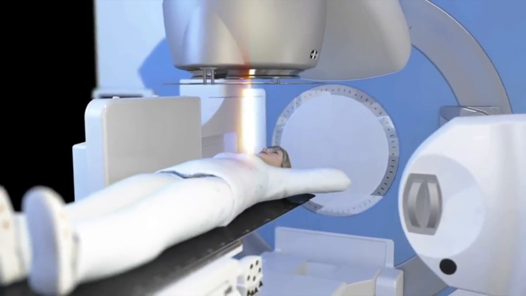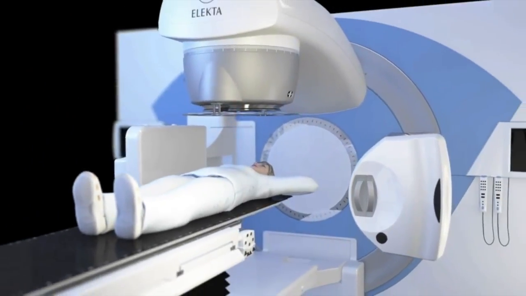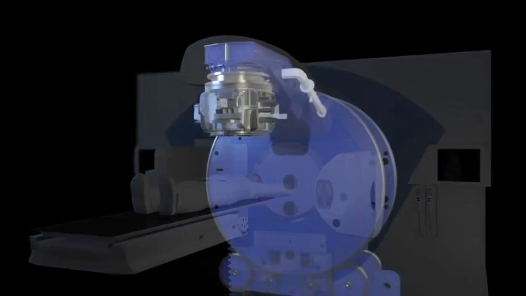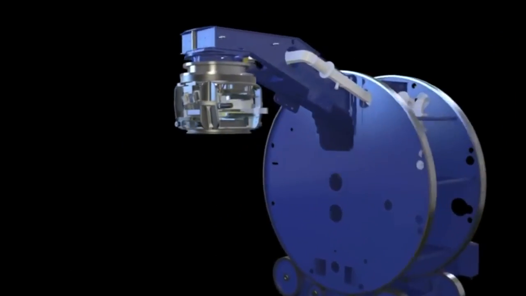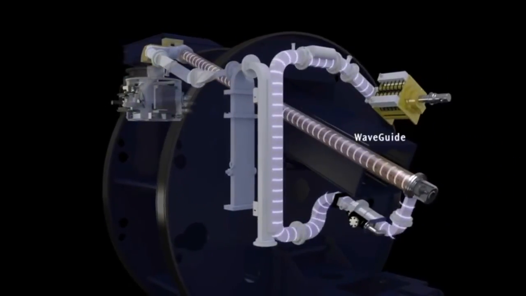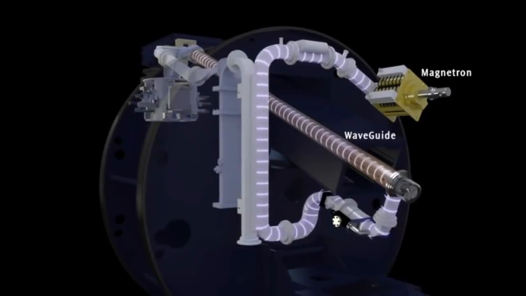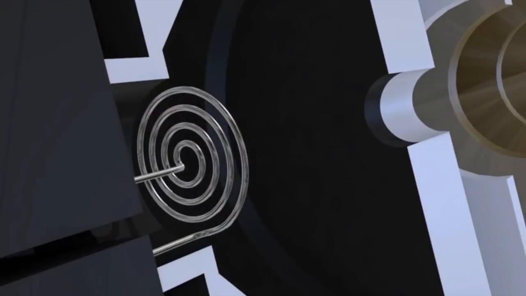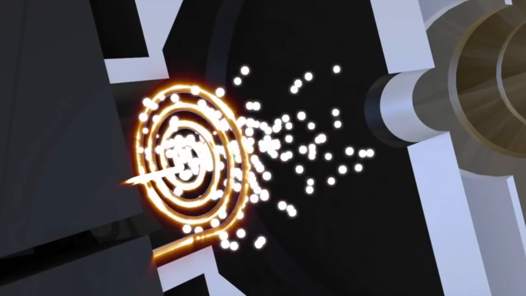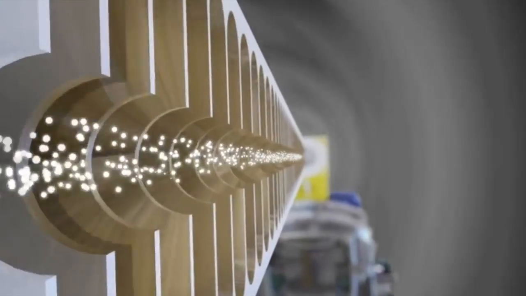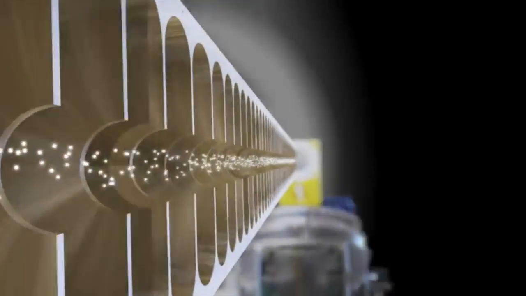A beam of radiation is produced, monitored, and controlled by a machine called a linear accelerator. A linear accelerator works by pulsing radio frequency waves into a negatively charged metal vacuum tube. Simultaneously, an electron gun shoots negatively charged particles, or electrons, into the same tube. The waves accelerate the electrons along the tube.